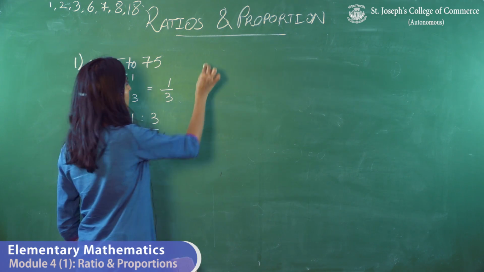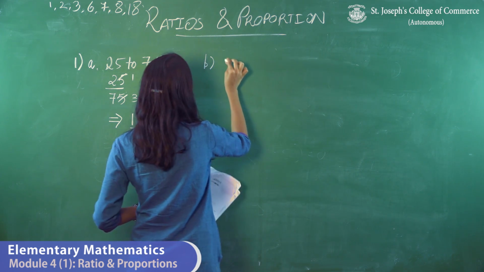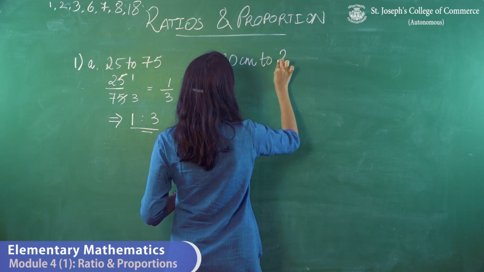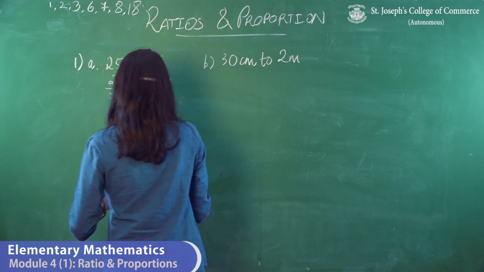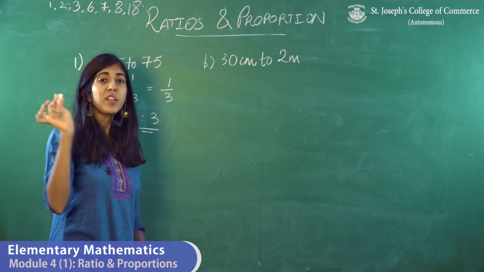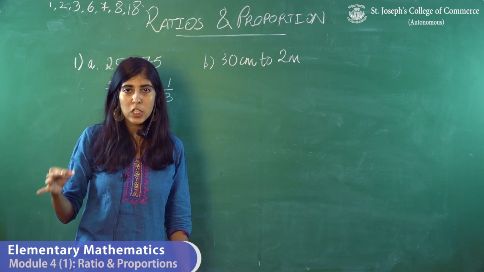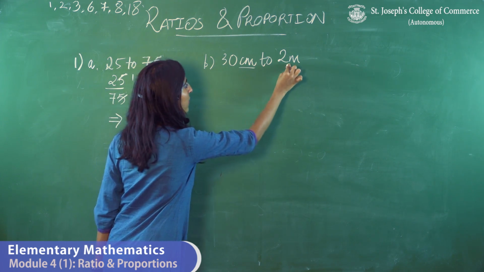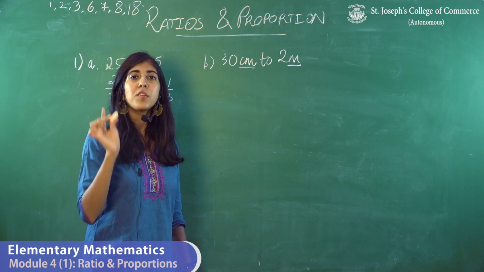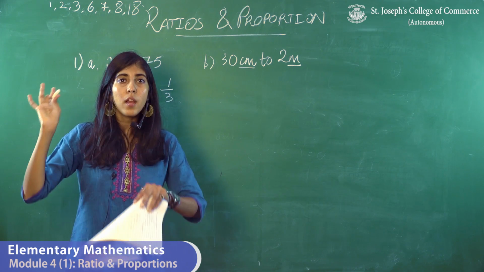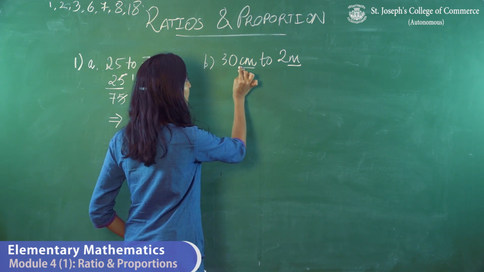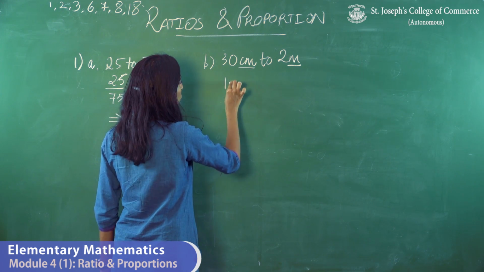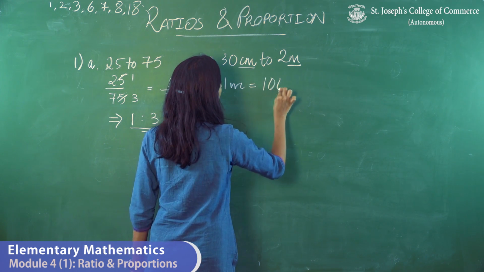Moving on to the second part, when I solve B, it says 30 centimeters to 2 meters. When you're converting anything into a ratio, it has to be in a common unit. If you notice, one is in centimeters and the other is in meters. The first thing you should do is convert either of them into the same unit. So either I convert centimeters into meters or I convert meters into centimeters. 1 meter is equal to 100 centimeters.